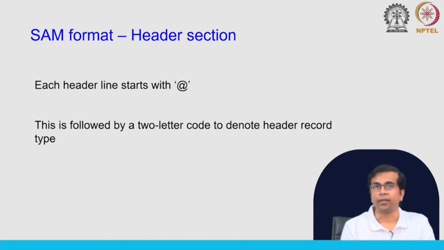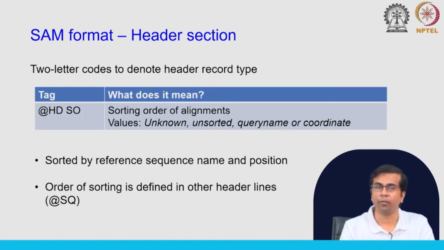Now, the @ sign is followed by a 2-letter code to denote what kind of record you are looking at, the record type. So, there are specific notations. We say @HD SO. So, @HD means header, and SO signifies the sorting order of alignments. You are looking at how the alignments are sorted in the file, or whether they are unsorted. So, these are the values you will get, the values called unknown or unsorted.